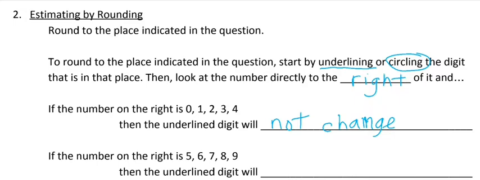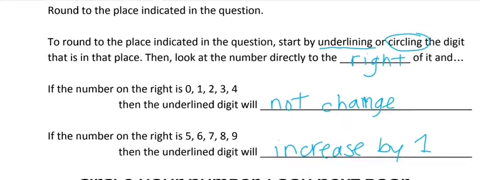If the number on the right is 5, 6, 7, 8, or 9, though, then the underlined digit is going to go up by 1. So it's going to increase by 1. And same thing, every number to the right of that is again going to turn into a 0.